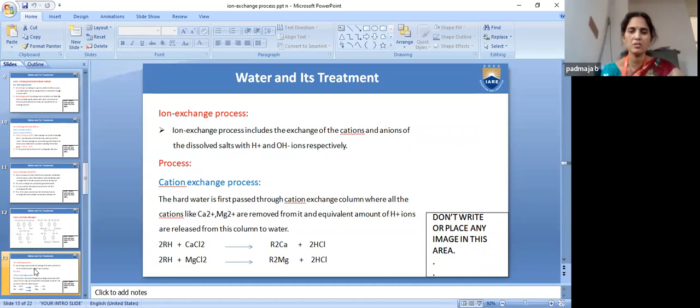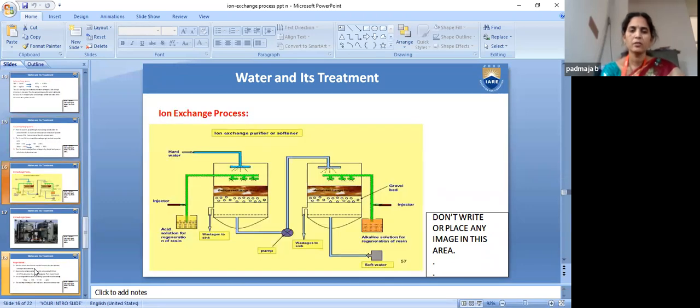Okay, we'll discuss the process now. This diagram you have to take in your notebook. After my explanation, you can take the diagram.